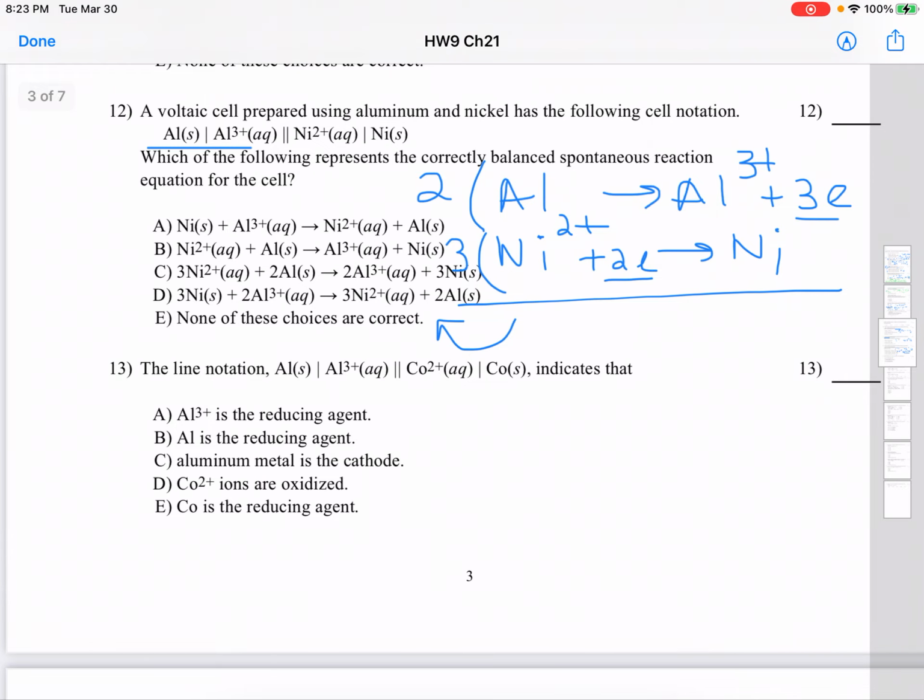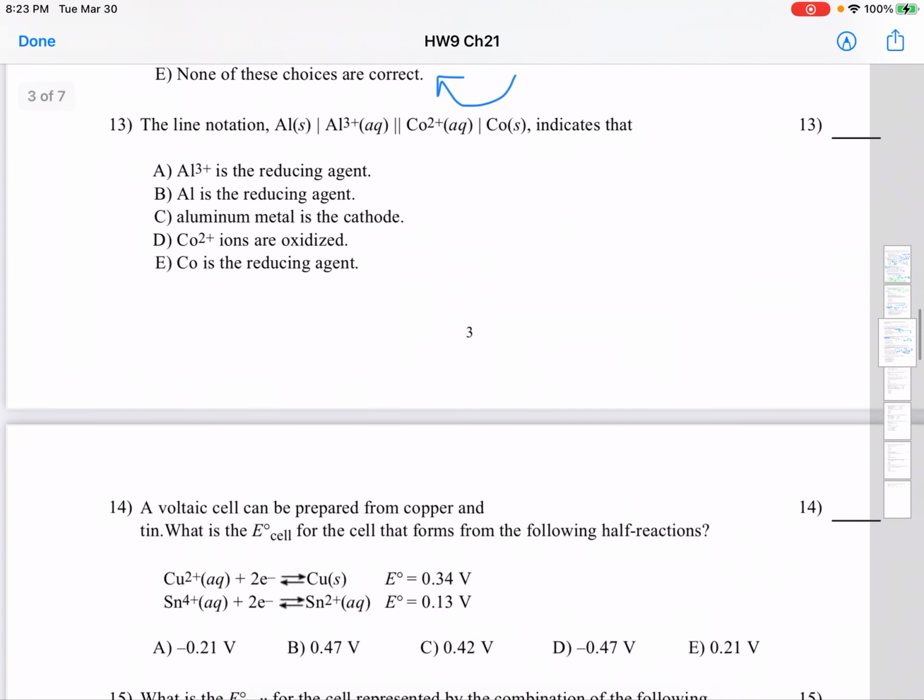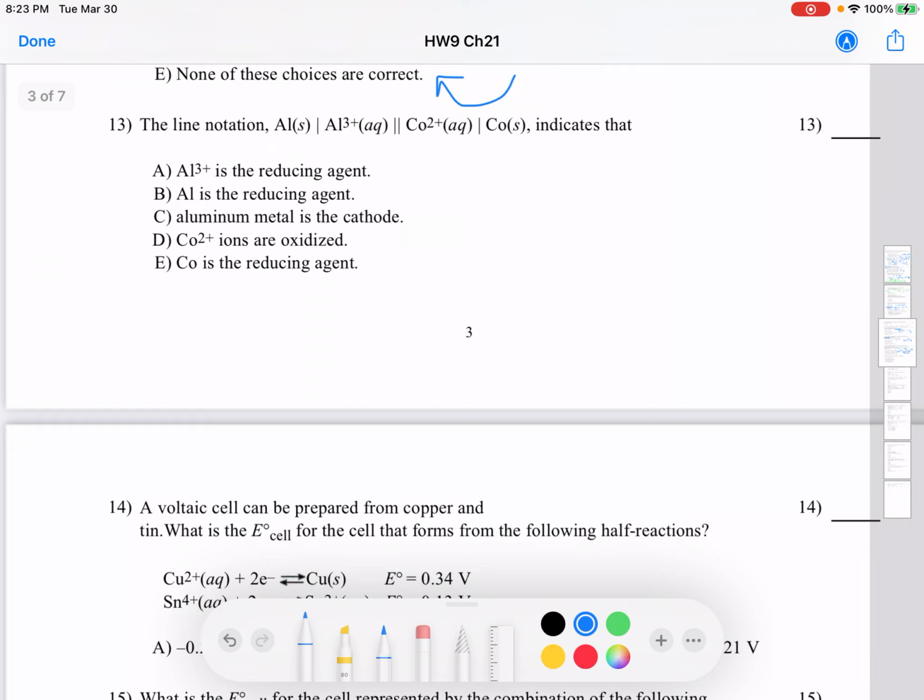Number 13, the line notation indicates that, okay. The first one is the oxidation and the second one is the reduction. Aluminum 3+ is the reducing agent? When you write this equation, you cannot say aluminum 3+ because aluminum 3+ is going to be a product. So we cannot use that.